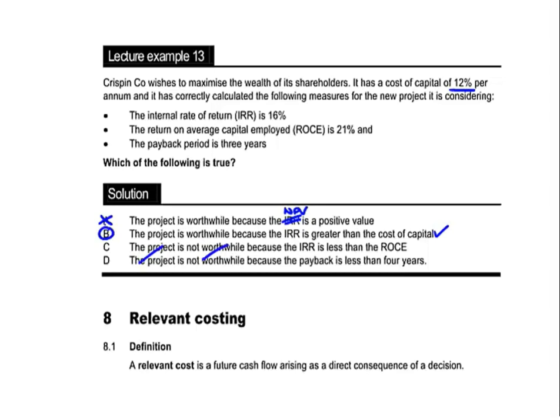Let's see why C and D are incorrect then. Well, the IRR is less than the return on capital employed, but they're not comparable, so it doesn't matter. And the project is not worthwhile because the payback is less than 4 years. Well, with payback, we want it to be as short as possible, and we don't actually know what the company's criteria is here.